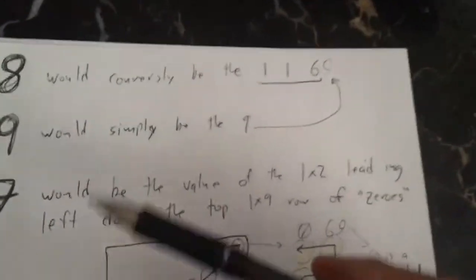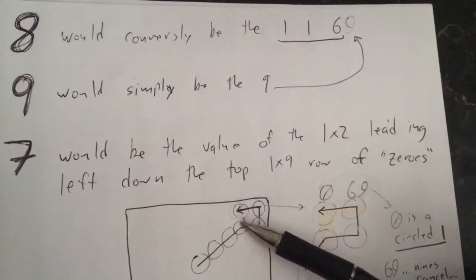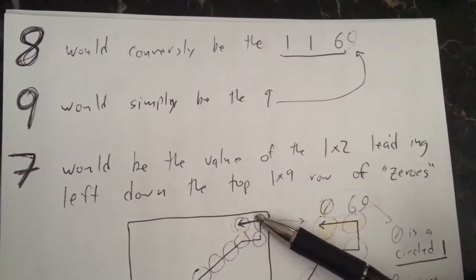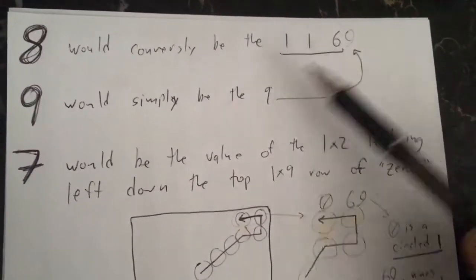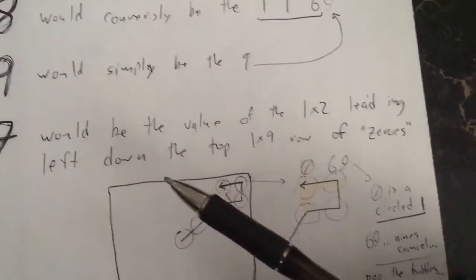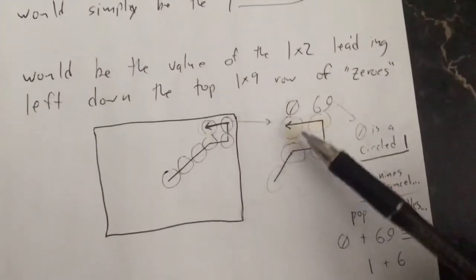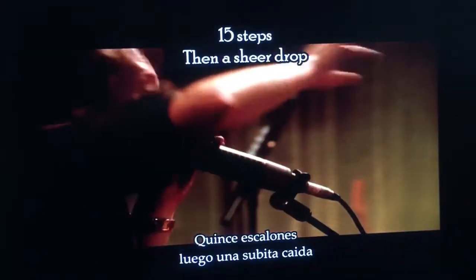Now your 897 of pi would conversely be the 1169, so it shows you the same thing here. It's like the 1169, but it's kind of confirming it, because your 116 is your 8, because we don't break this down, and then we're left over with a 9, and then your 7 would be the value of the 1 by 2 leading left down the top 1 by 9 row of zeros. So it's going to be going this way, it's going to be going that way. Okay. 15 steps.